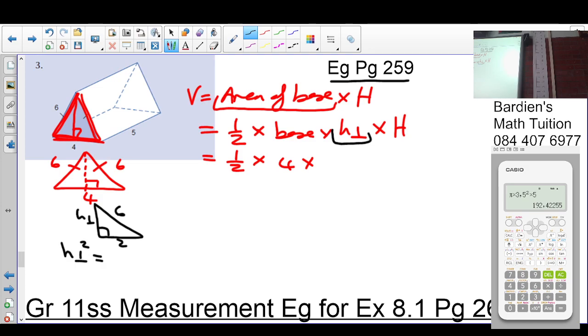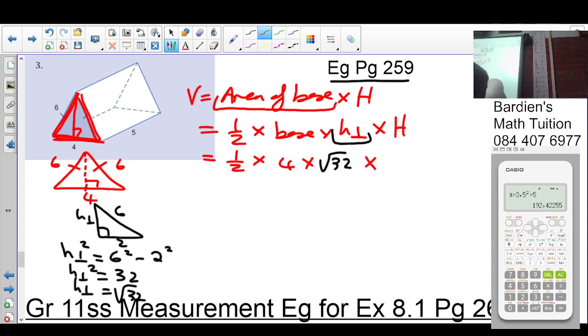So the perpendicular height squared is equal to 6 squared minus 2 squared. Or you can say 6 squared is equal to 2 squared plus your perpendicular height squared. Which is 36 minus 4, which is 32. So perpendicular height turns out to be the square root of 32. You can say 16 times 2, so it's going to be 4 root 2, if you want. So it's going to be the square root of 32 times the depth of the object, which is 5. Put this on a calculator.